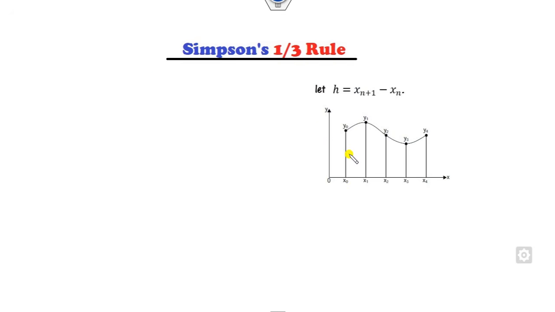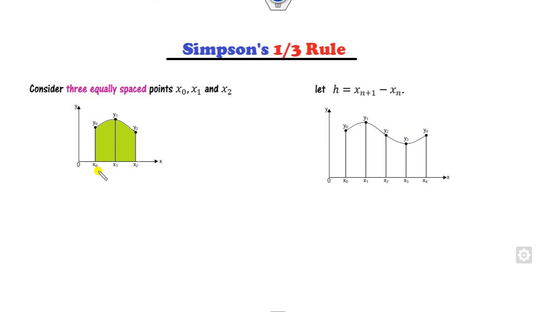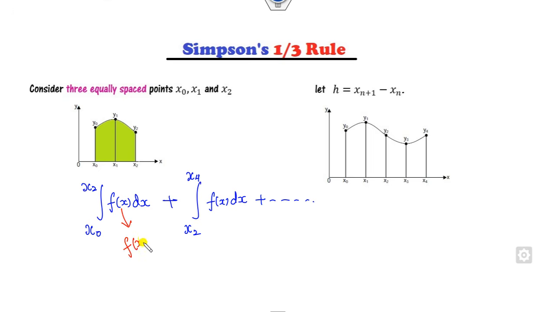Now, since each interval has equal length, if I consider that the length of each interval is h, how can you integrate f(x) from x0 to xn? I can separate this portion. Firstly, I can take the first two portions, x0 to x2, and then we try to find this function. And then after that I can break off the portion from x2 to x4 of f(x) dx and so on.